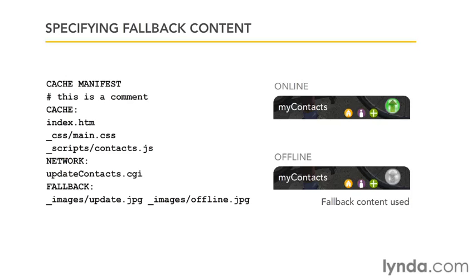In this case, the offline JPEG would be substituted for the update graphic, providing a visual clue to the user that uploading is unavailable when offline. Now, note that the fallback content has two parts to it: the resource that you're monitoring to see if it successfully loads or not, and then the fallback content that it should use if that resource is unavailable.